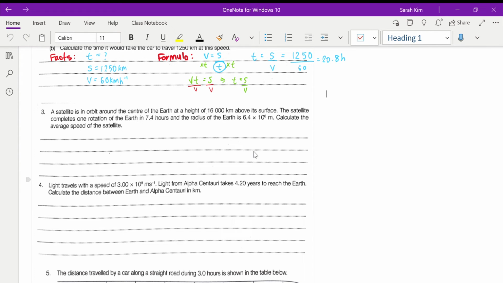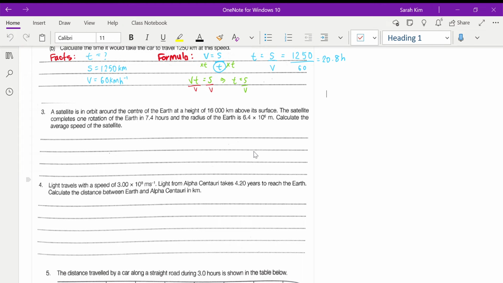Alright, so for this question, a satellite is in orbit around the center of the Earth at a height of 16,000 kilometers above its surface. The satellite completes one rotation of the Earth in 7 hours, and the radius of the Earth is 6.4 times 10 to the power of 6 meters. Calculate the average speed of the satellite.